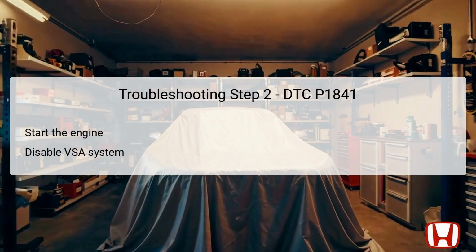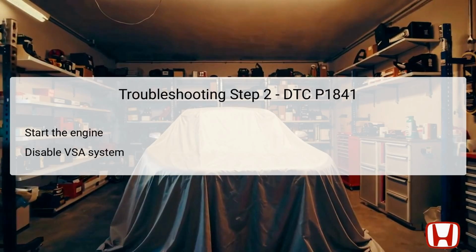The second step in troubleshooting DTC P1841 involves starting the engine while ensuring that the Vehicle Stability Assist (VSA) system is disabled. The VSA system helps maintain vehicle stability during slippery conditions, but it may interfere with certain tests related to the transmission system.